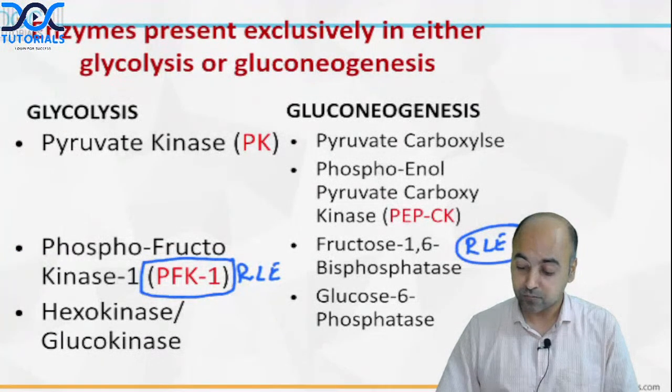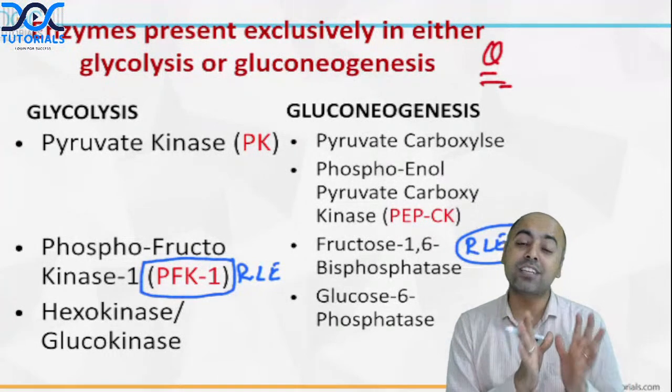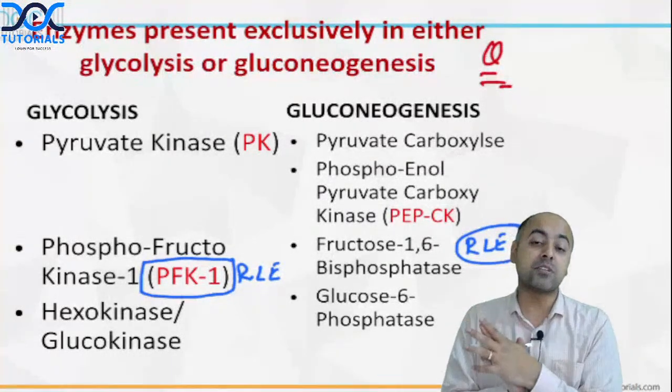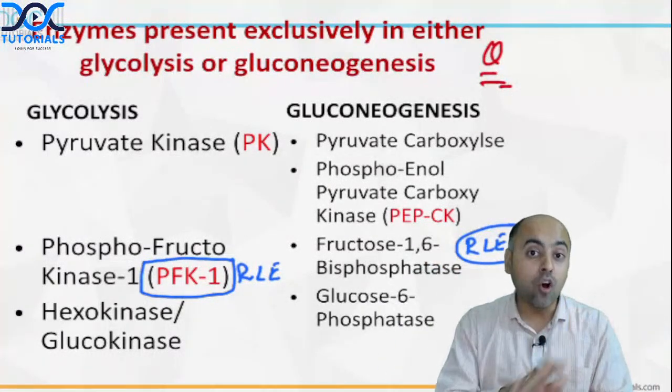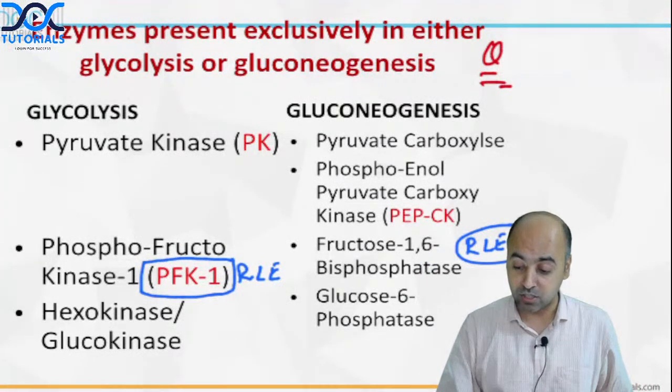Okay. Please note this comparison is asked again and again. You should be able to identify the enzymes which catalyze the irreversible reactions in glycolysis and the enzymes which catalyze the irreversible reactions in gluconeogenesis. The remaining enzymes for the two pathways are common. They are the same because they are catalyzing the reversible reactions.